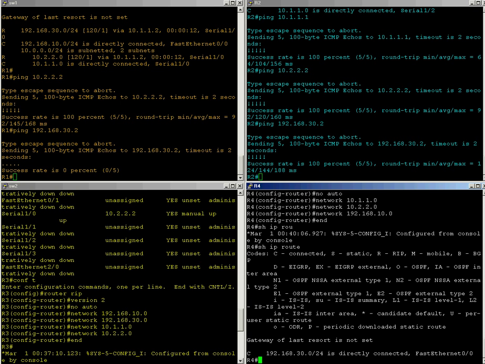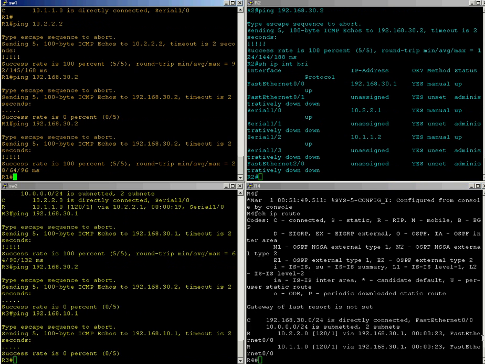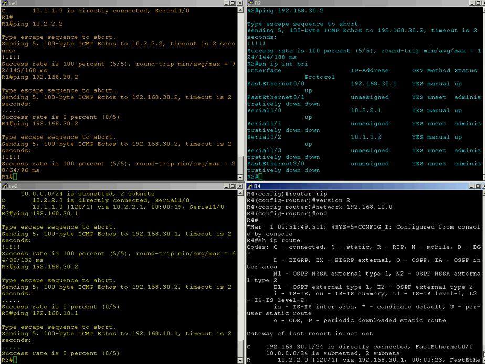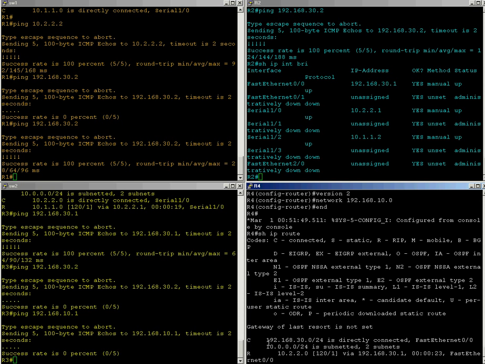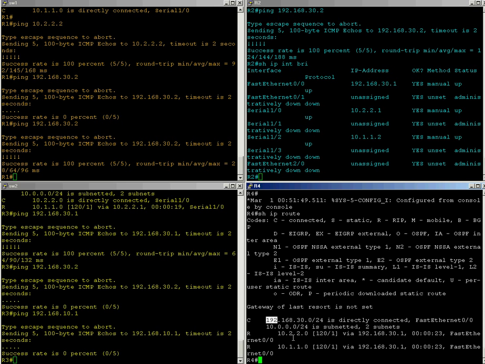We still, so what am I missing here? What am I missing? Okay, here we go. So I had to actually have R4 learn itself again, the 192.168.30, and then that took it through. So it learned about the 2 and the 10.2, the 10.1 through the 30.1.